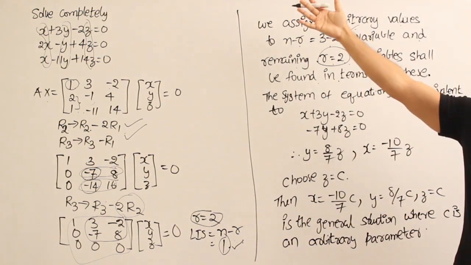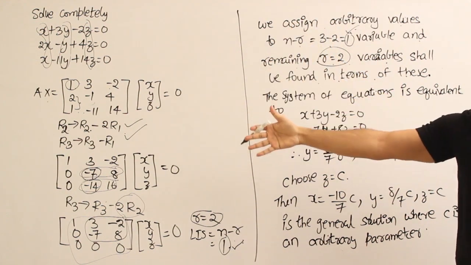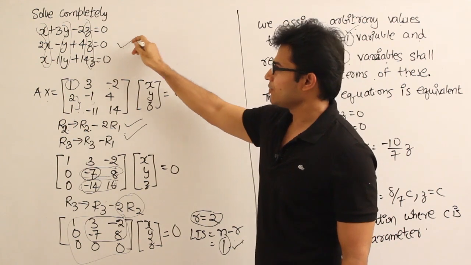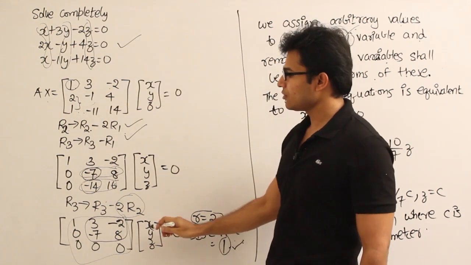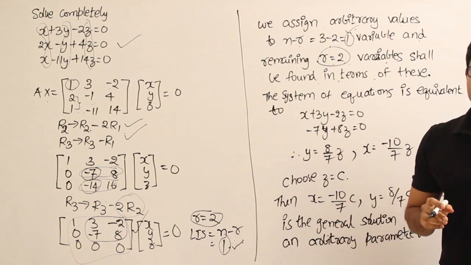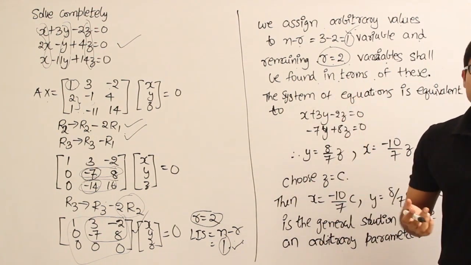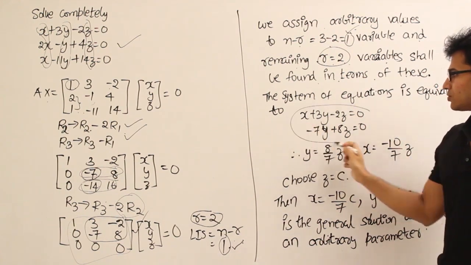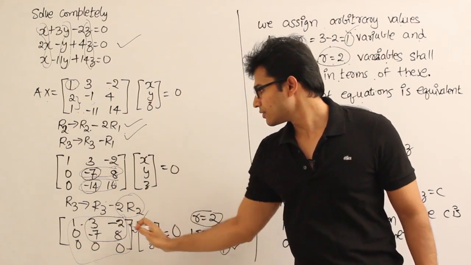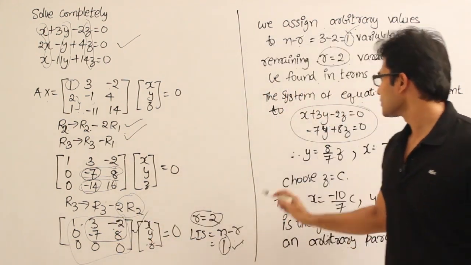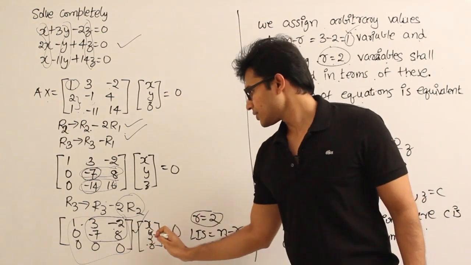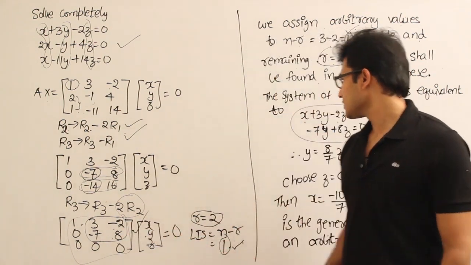Even though the given system of equations is that, we have transformed it to this. What does it mean? Even though the given system has 3 equations, when I transformed it, I found out that only 2 of them are real equations and the other is derived from them. That is why these 2 equations are enough. So I am just using those 2 equations. See this: 1x plus 3y minus 2z, and then minus 7y plus 8z.